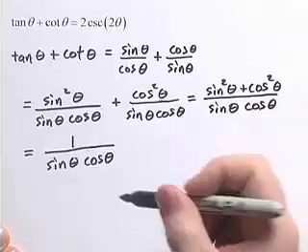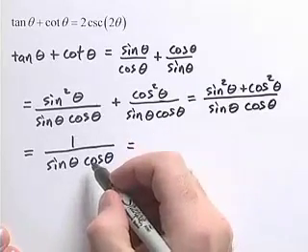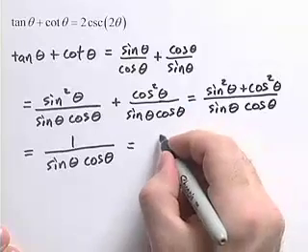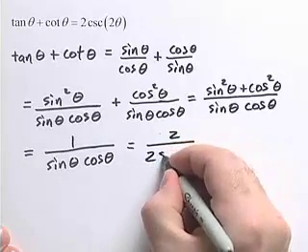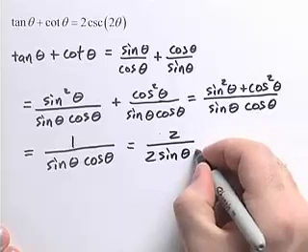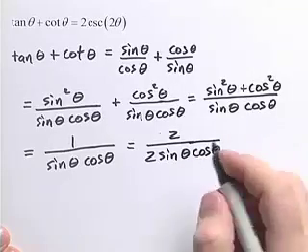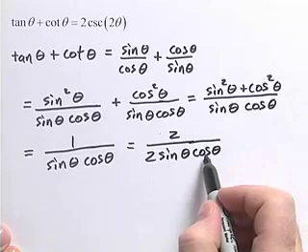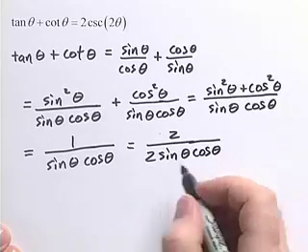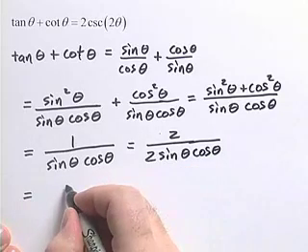We don't have that yet. We're going to go ahead and multiply the top and bottom of this fraction by 2 so that we can get that 2. This will give us 2 over 2 sine theta cosine theta. Now if we look at this denominator, the 2 sine theta cosine theta, that's another identity. That's equal to the sine of 2 theta, using our double angle formula.